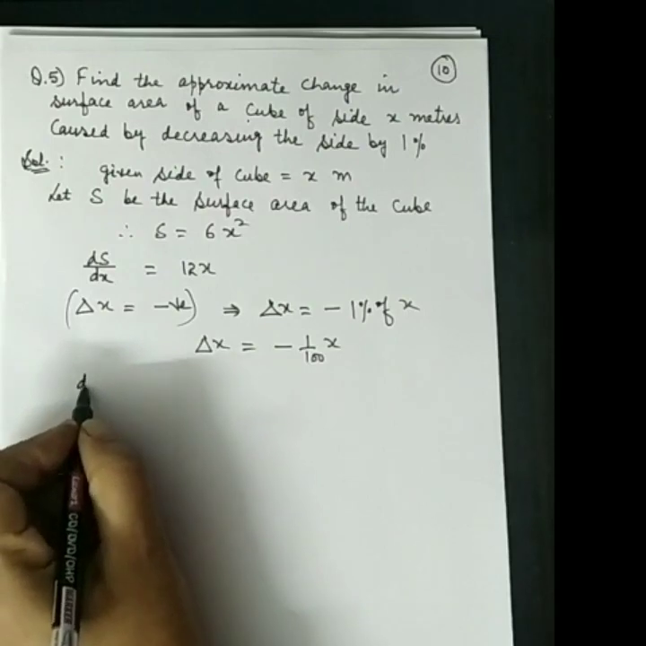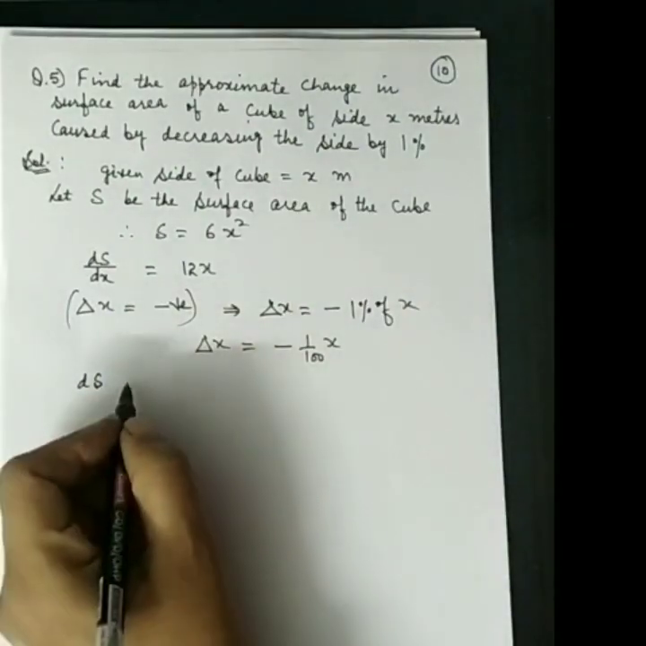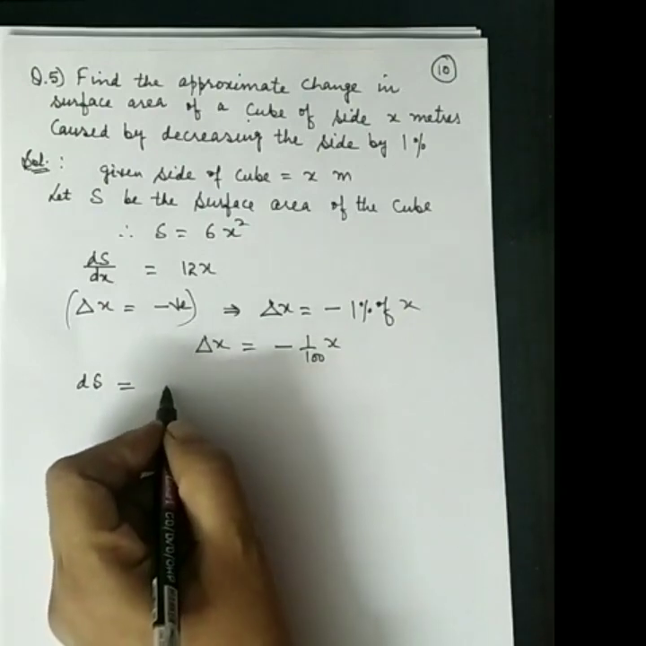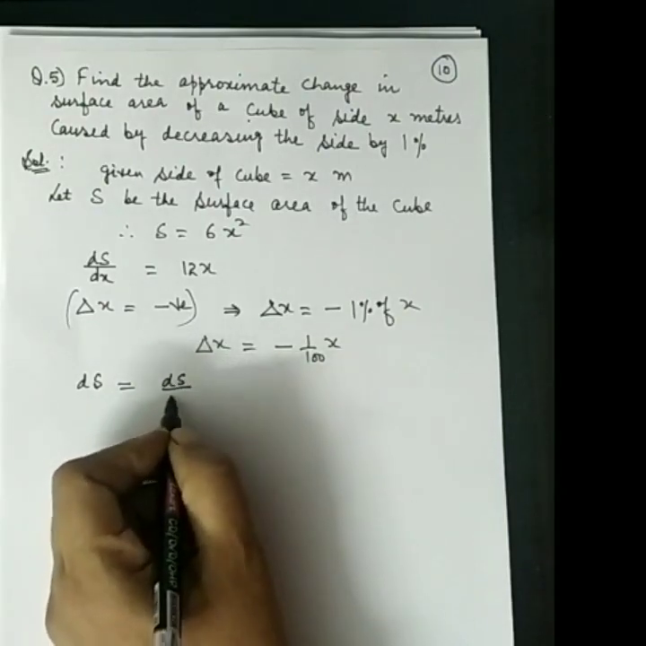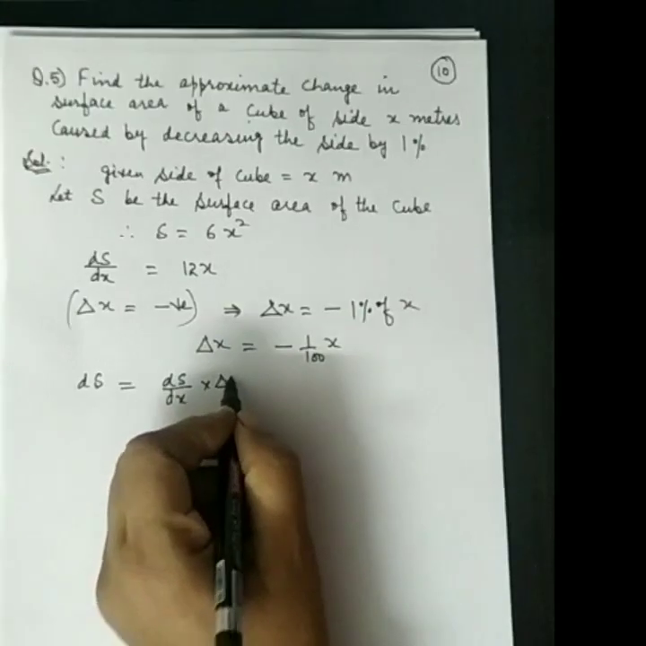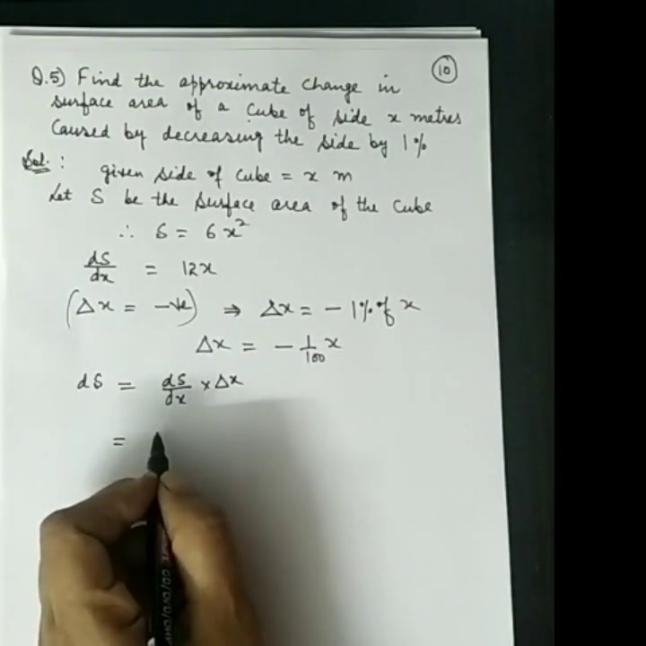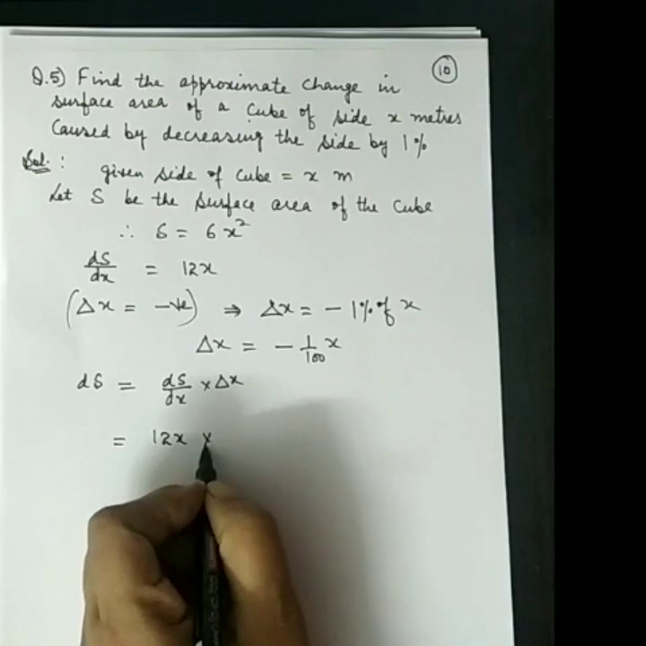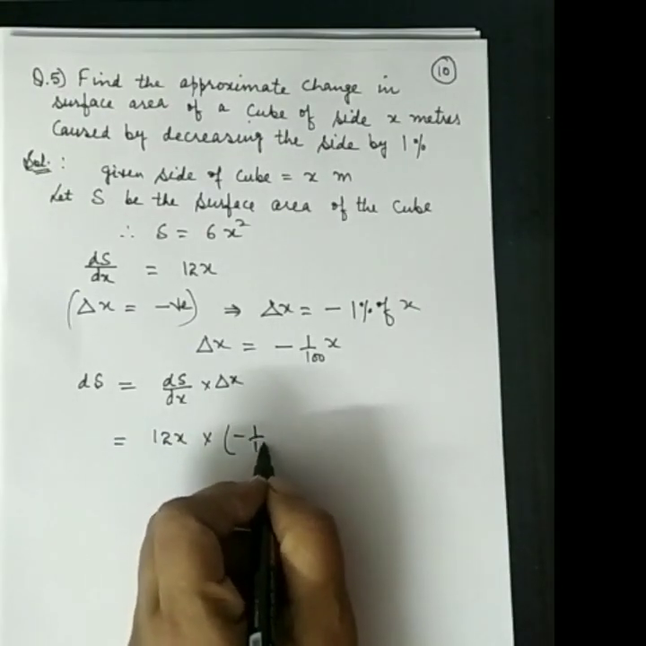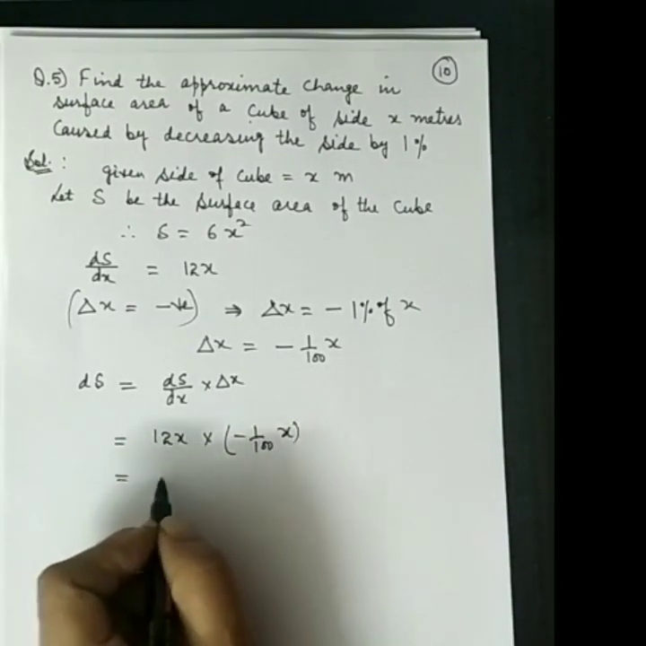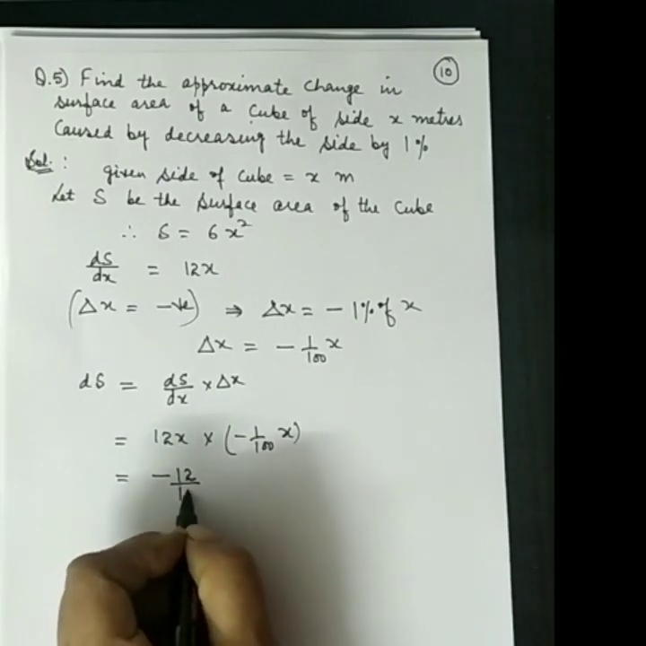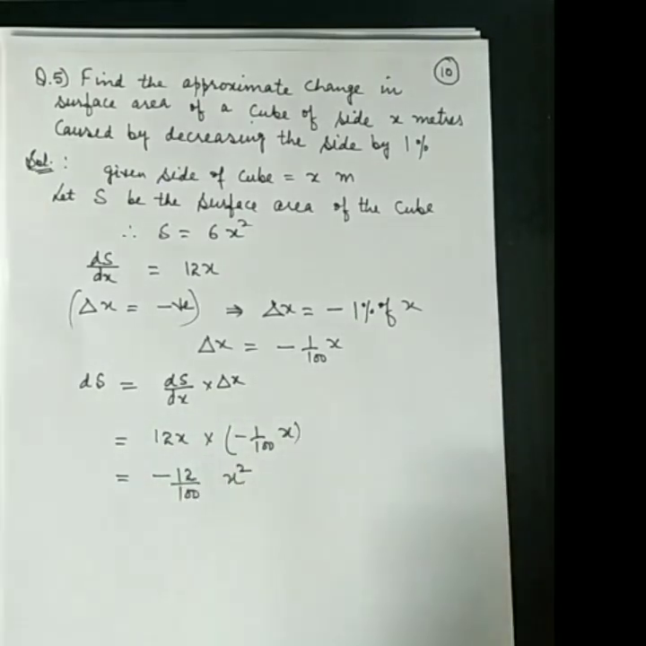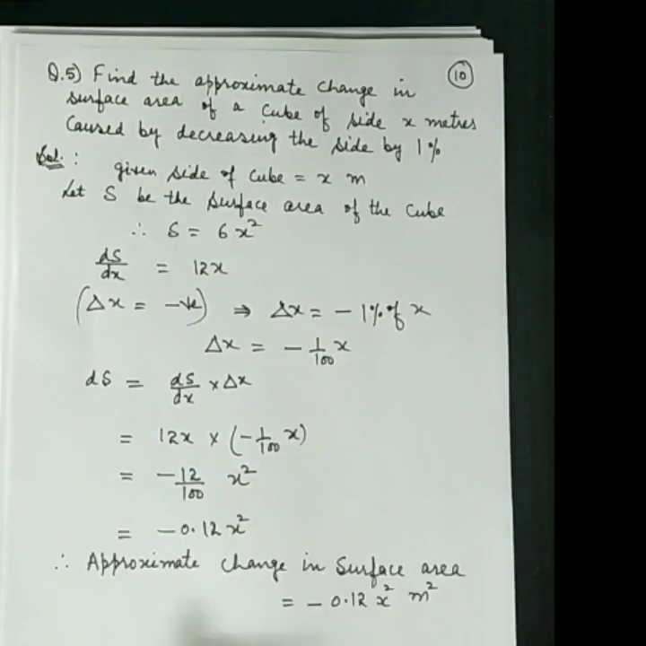Now change in surface area, that is dS. So what was the formula? dS upon dx into delta x. Now put the values. It is 12x into minus 1 upon 100 into x. So it will be minus 12 upon 100 x square. That means approximate change in surface area is minus 0.12 x square. Units will be meter square.